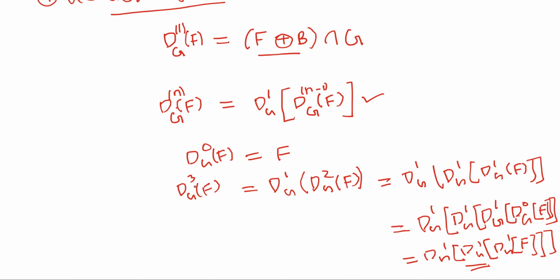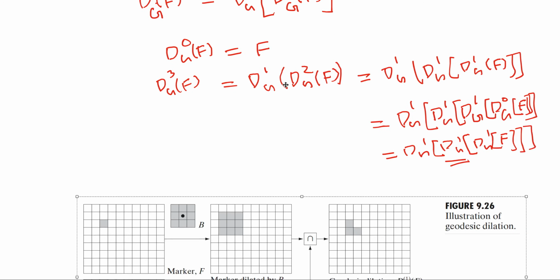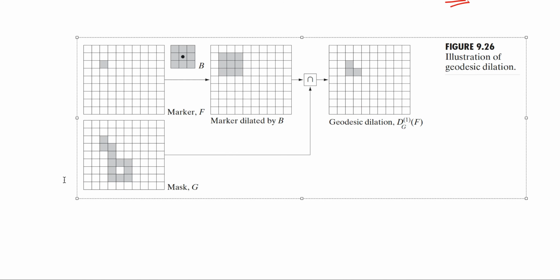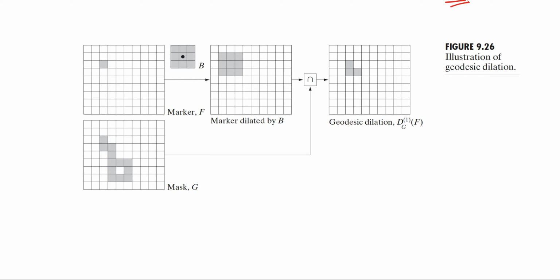Now we will see a graphical illustration of this example. Now let's look at a graphical illustration of this operation. Okay, so here I have a starting point or the marker f, and this is my structuring element b. So b is written over here, and this is the mask upon which we have to perform the AND operation.